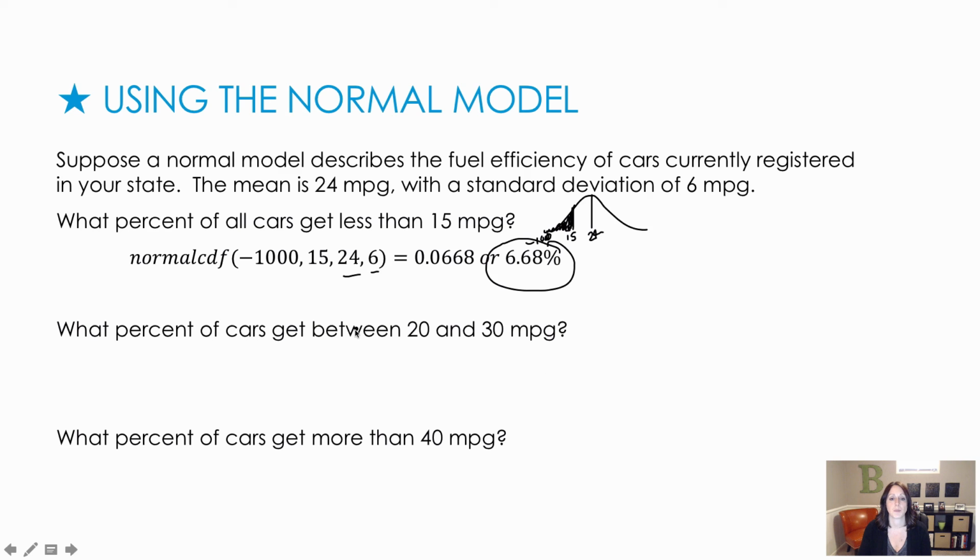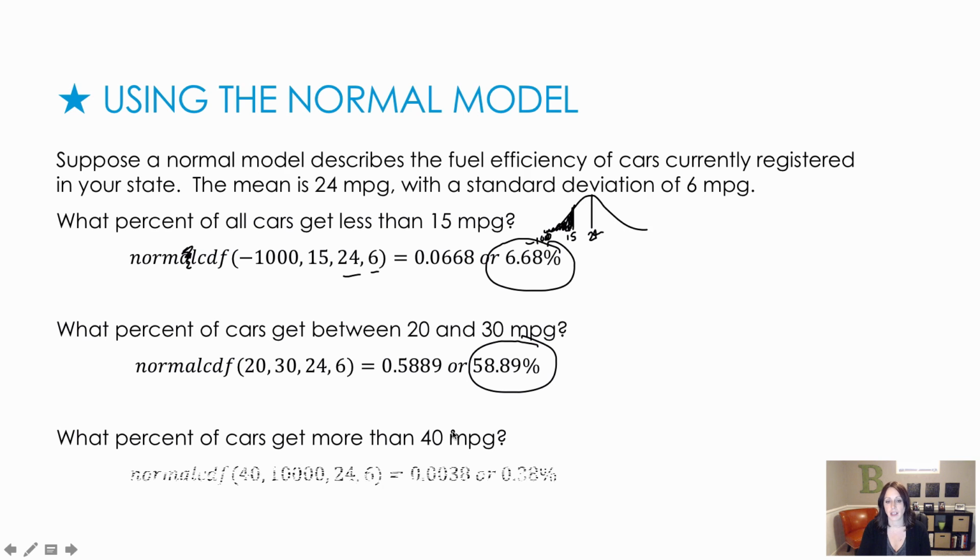The percent of cars between 20 and 30 miles per gallon, again, if I'm using my norm CDF, would be left hand of 20, right hand of 30, mean, standard deviation. And then more than 40 miles per gallon, left hand of 40, right hand of 10,000, because that's what I usually use. I probably used that up here too. Comma 24, comma 6, and then I get a very, very small percentage. So it's not very likely that a car is going to get more than 40 miles per gallon.